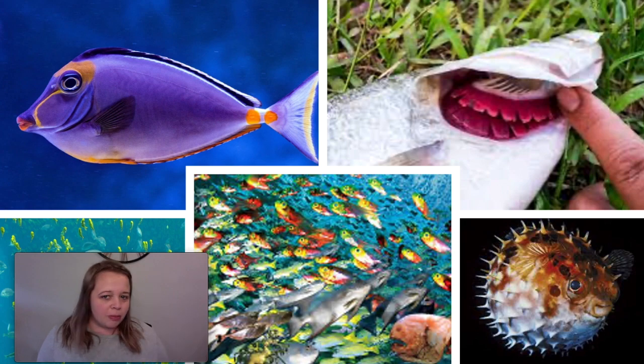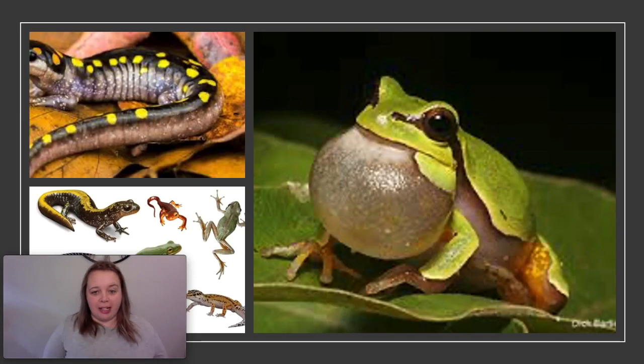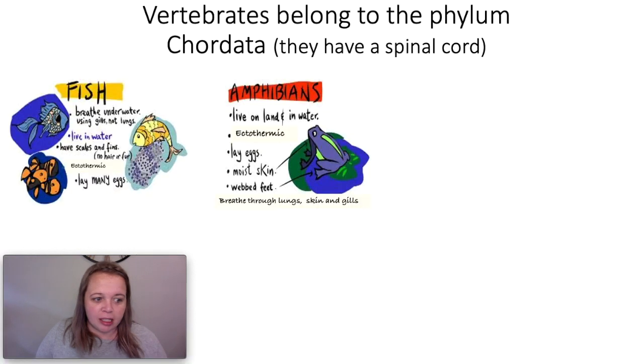What's the next group going to be? I'm hoping that you were talking about these guys, which are the amphibians. So the amphibians include things like frogs and newts and salamanders. And I want you to have a look at them and see what they have in common. So when we look at their characteristics, they're still part of this phylum Chordata, which means that they have a spinal cord. But these guys have started to move out of the water and onto land.